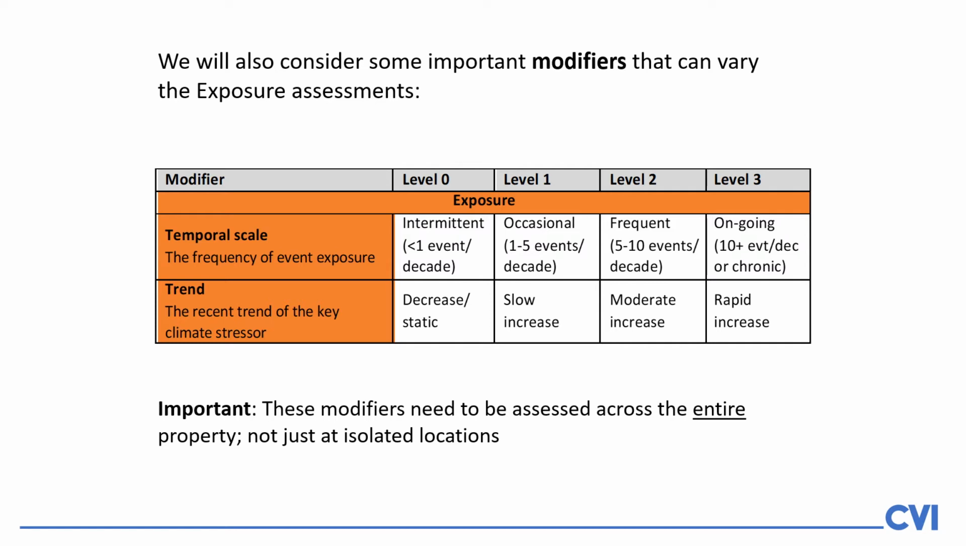We also consider trend. What's the recent trend of the climate stressor? Is it decreasing or is it static? Or is there a level of increase from slow, moderate, or rapid? Depending on each of the levels for each of the three climate stresses, you'll give it one of these scores. It's important that these modifiers are assessed across the entire property.